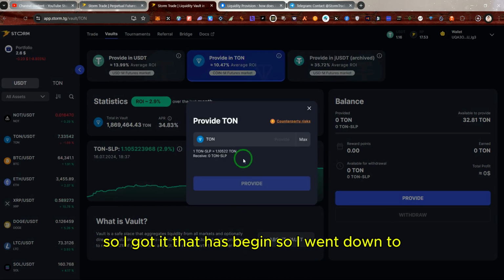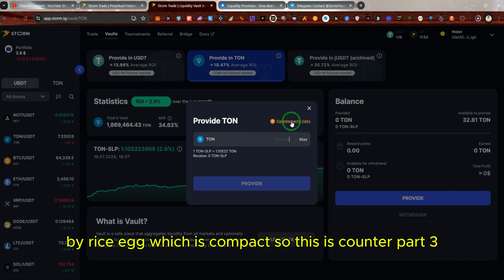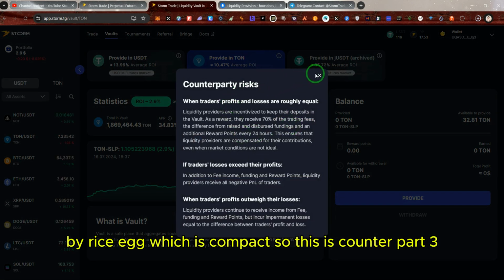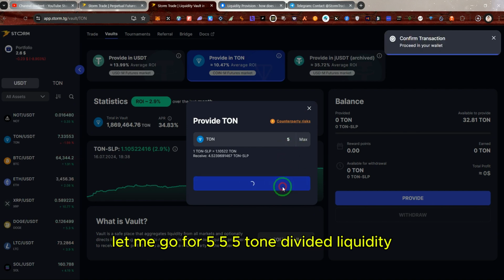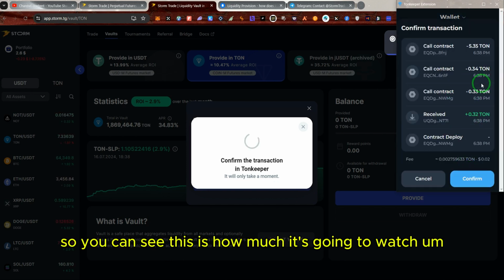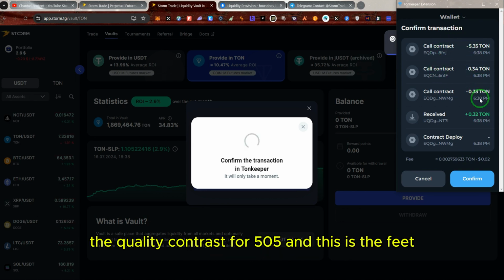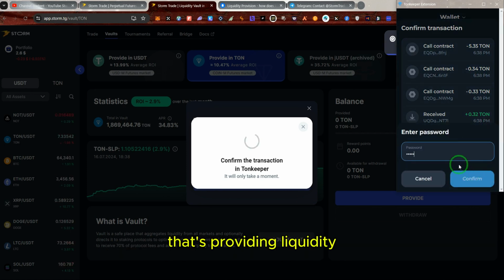So I got it. Let us begin. I'm on the buy option right here. What is counterparty? So this is counterparty risk. Let me try it with 5, or let me say 7. Let me go for 5 TON providing liquidity. You can see how much it's going to be worth. I use 5, we call the contract for 5.35, and this is the fee. Let's go, let's provide the liquidity.